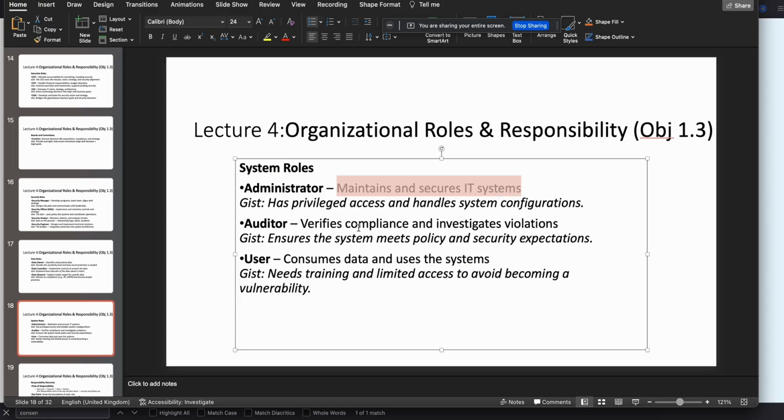Simple. Auditor, who is the auditor? The one who verifies compliance and investigates violations. Simply define audit: verifying and evaluating the implemented control process by a given criteria. Whoever is doing this is the auditor. Simple thing. And the user is who consumes the data. From user you won't get any question, from auditor also you won't, from administrator also you won't, but from data subject, data controller, data processor, data steward and data custodian, from here you will get a question.